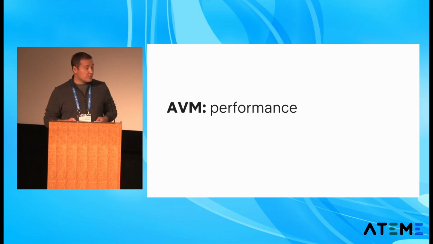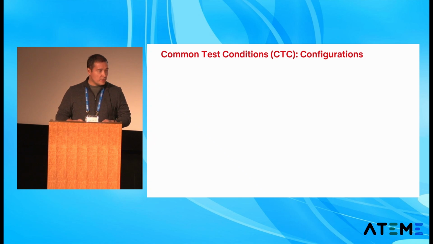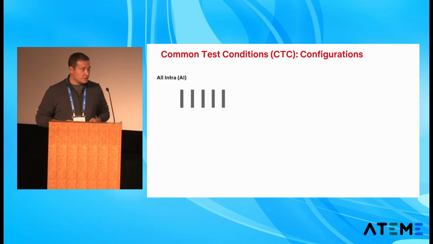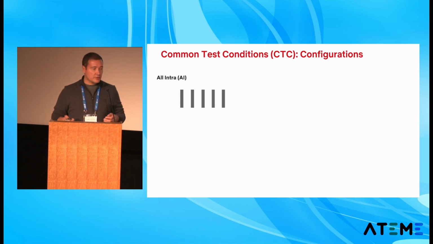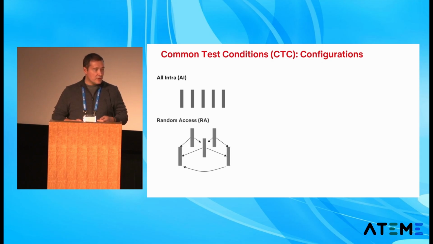Next, I'm going to speak about the performance of AVM. The performance is evaluated based on the common test conditions. It has 4 different configurations: all intra, where every frame is encoded separately from other frames; and random access configuration, basically hierarchical B prediction with closed GOP.